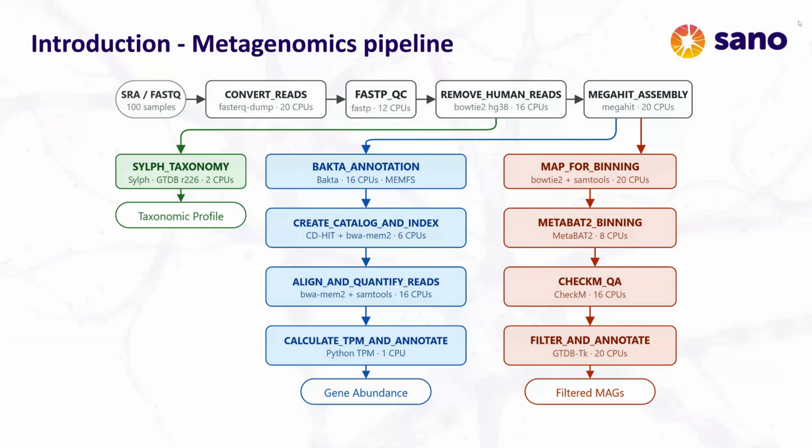So a few words of introduction. We have developed a metagenomics pipeline which processes publicly available SRA samples available from NCBI NIH. We convert them to the desired format, then we do pre-processing, remove human reads, perform assembly with a tool called MegaHit, and then we have three branches.